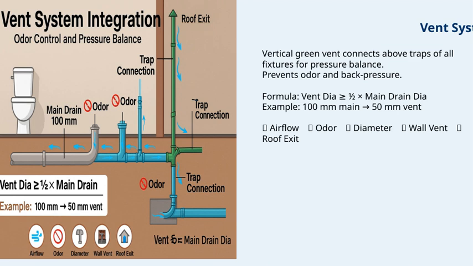It's important to consider the airflow, which is represented here by the dashing away symbol, and how it relates to odor control, marked by the prohibited symbol. The straight ruler indicates the importance of proper diameter sizing, while the bricks symbolize the wall vent, and the house illustrates the roof exit point. All these elements work together to ensure the system functions efficiently, preventing odors and balancing pressure, which ties back to our overall goal of creating a safe, effective, and odor-free plumbing system.